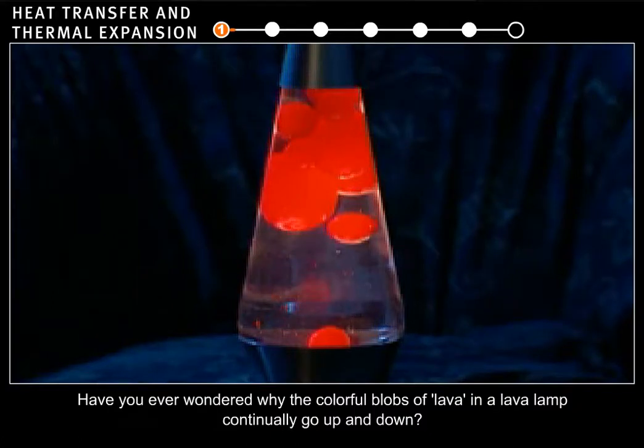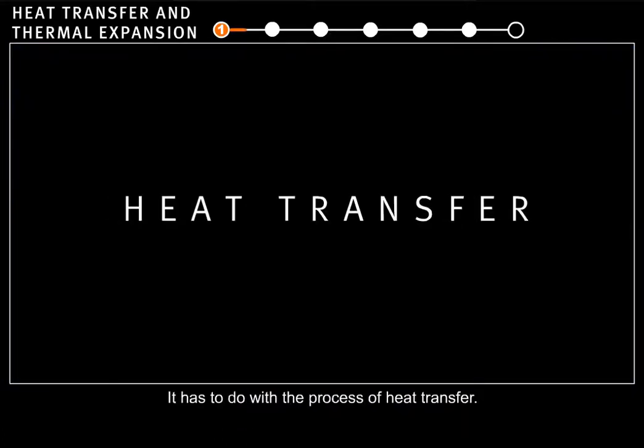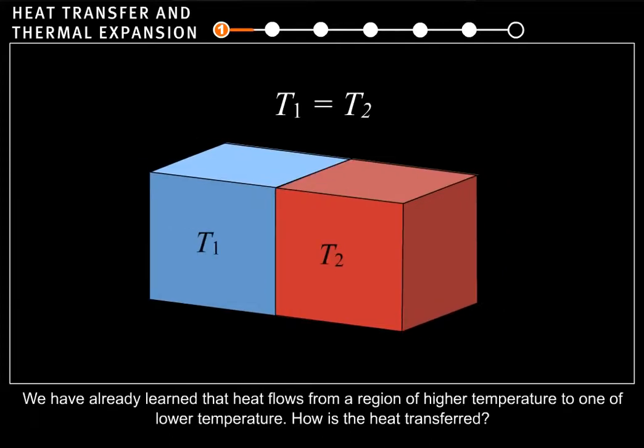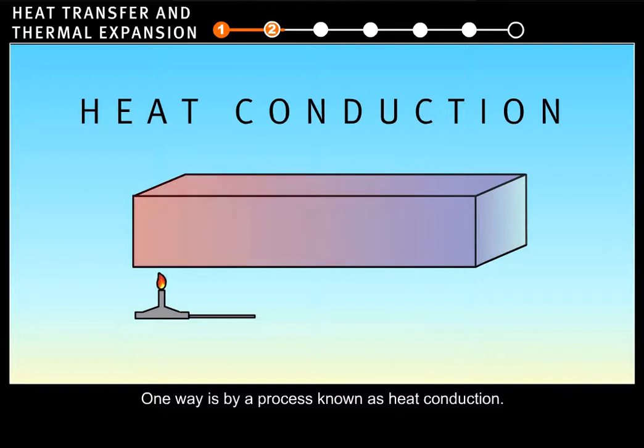Have you ever wondered why the colorful blobs of lava in a lava lamp continually go up and down? It has to do with the process of heat transfer. We have already learned that heat flows from a region of higher temperature to one of lower temperature. How is the heat transferred? One way is by a process known as heat conduction.